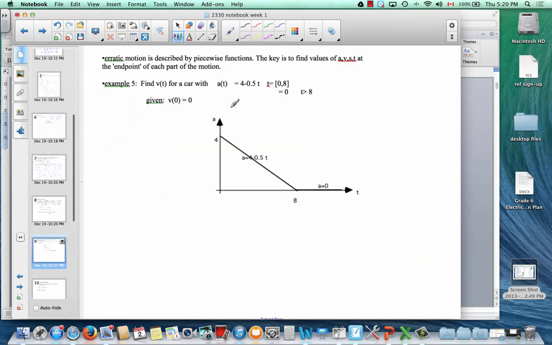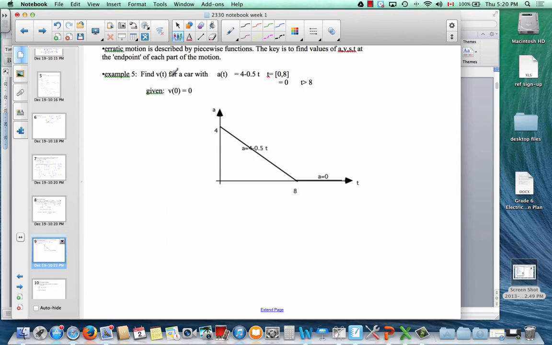Okay, next thing to consider, this is really still review in nature, erratic motion, just piecewise functions. So here we've got acceleration versus time. We see the acceleration from time 0 to time 8 is decreasing linearly, not constant, and then after there's no acceleration. We're asked to find the velocity as a function of time.